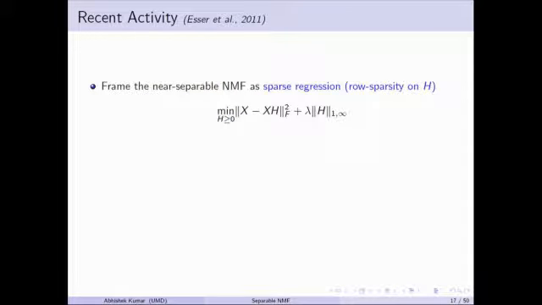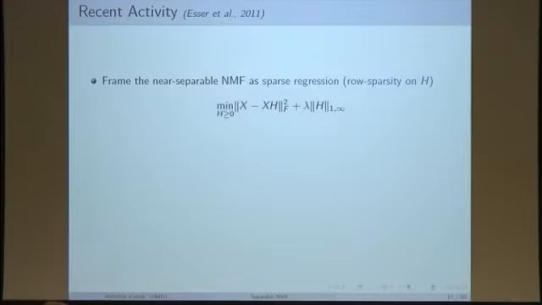Let me start with reviewing some recent activity in this area. Esser and co-authors came up with an approach where they minimize the Frobenius norm of X minus X times H, with a sparse penalty on H. They take the infinity norm of each row of H, and then take the L1 norm of these infinity norms. This penalty induces many exactly zero rows, and the rows of H that are non-zero end up selecting the corresponding columns of X, which become our anchor columns. In some sense, it's a sparse regression problem with row sparsity on H.